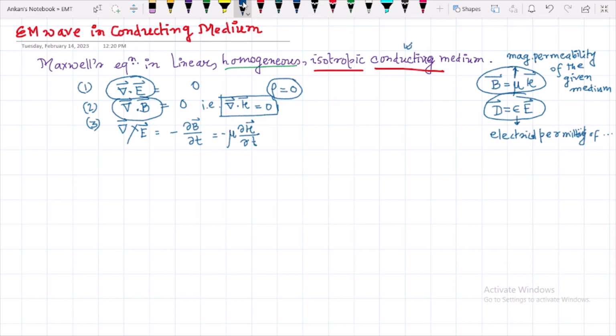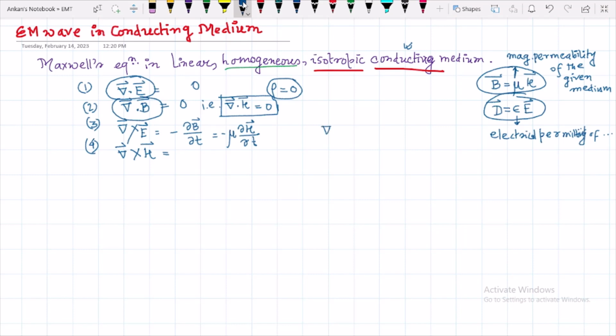If the space was free space, or if we have to study the electromagnetic wave in free space, then mu should be replaced by mu naught. That I have already discussed in the past few lectures. Okay. So you have to memorize only one set of Maxwell's equations, then you can modify this on your requirement. Okay. Now del cross B, or more generally we can define del cross H.